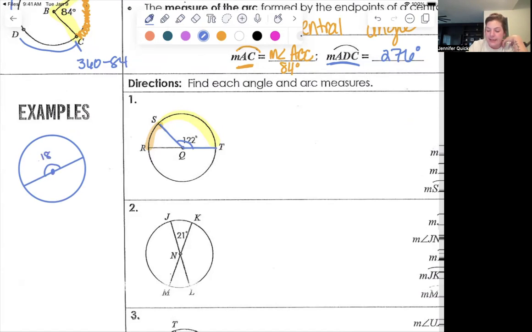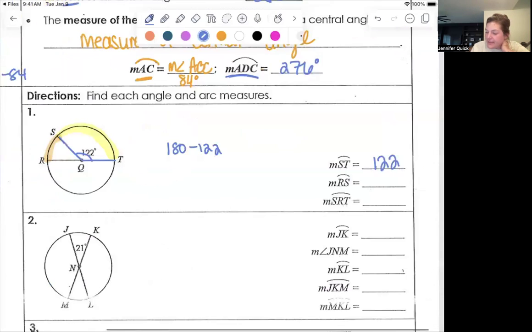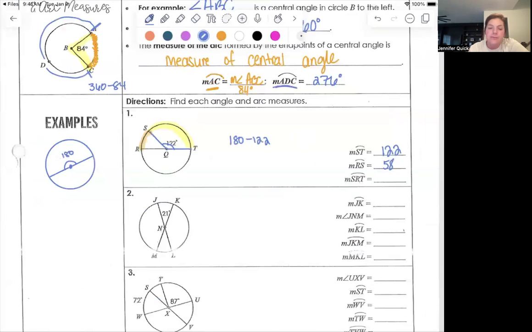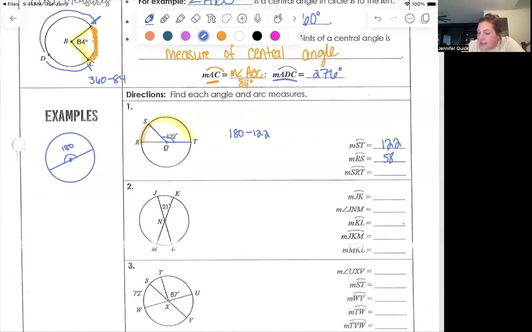Good, 180. Okay, so if I'm seeing that RS right here is the other portion of the diameter, then I would take 180 and I would subtract 122 from it. And I get 58. And I know that the measure of the arc is the measure of the angle, so 58. Okay. Now, last portion, we have SRT.